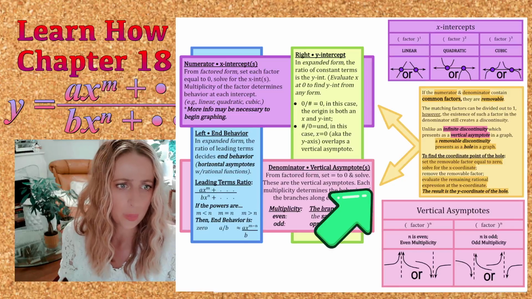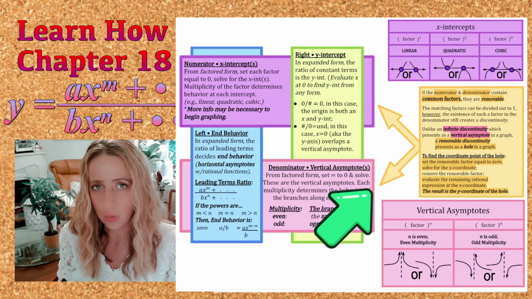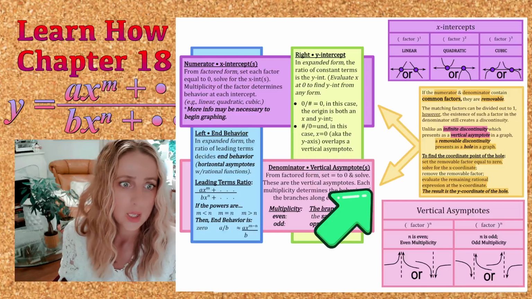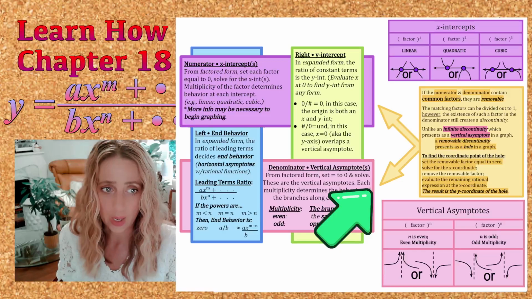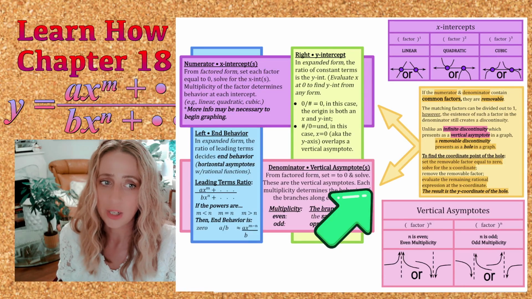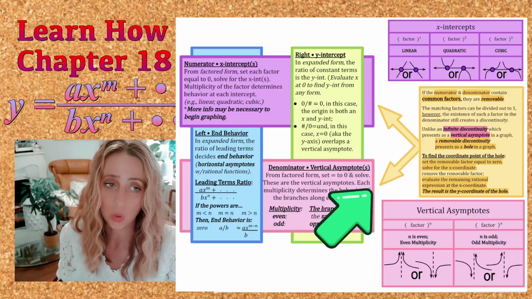To find the coordinate point of the hole, the words are here. Set the removable factor equal to 0, solve for the x coordinate, okay? Then remove the removable factor, okay? Evaluate the remaining rational expression at the x coordinate. The result is the y coordinate of the hole.